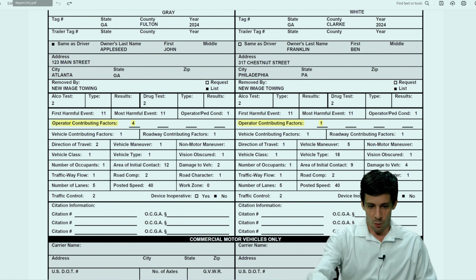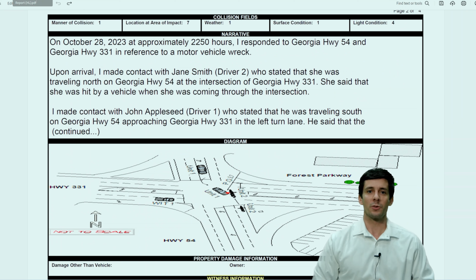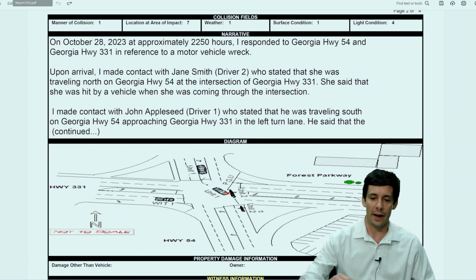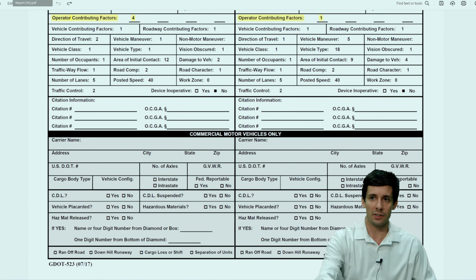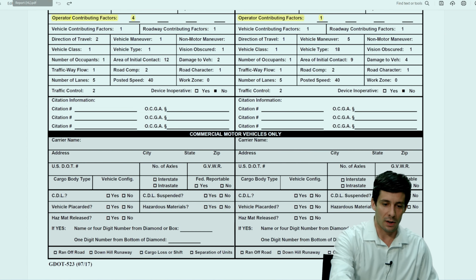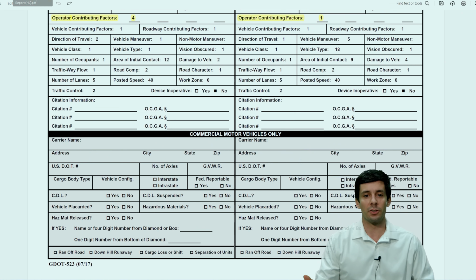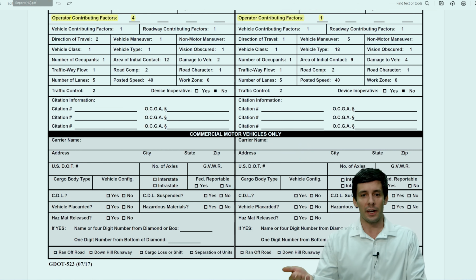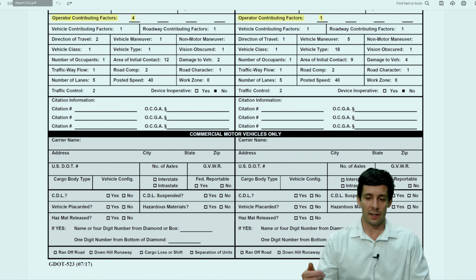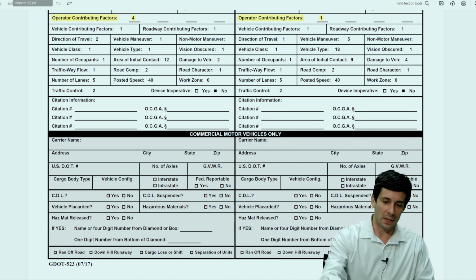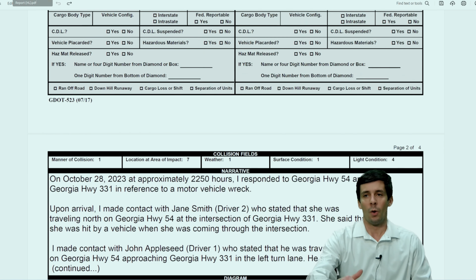Of course, you can look at all these codes, but the narrative is usually going to be a really important part of a police report. This is where the investigating officer reports his or her findings, including the basis for any citations or contributing factors regarding fault for the wreck. You noticed here there's no citation information listed, but that doesn't mean that the driver was not at fault just because they didn't get a citation. And sometimes citations are issued later as part of a criminal proceeding. Not always, but again, just because there's no citation information does not mean that one driver didn't violate the rules of the road, right?